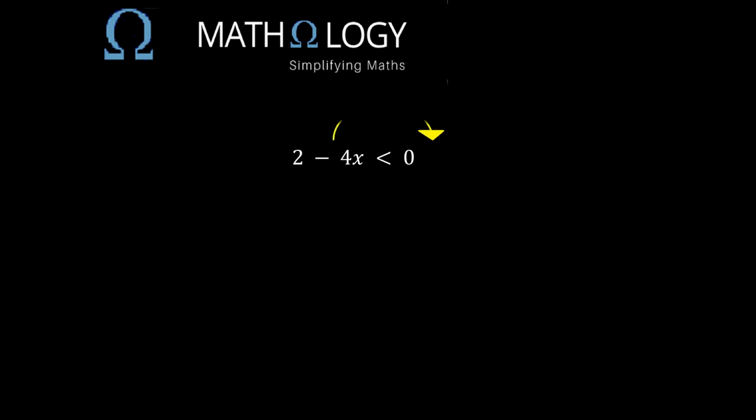Firstly, we can move minus 4x over to the right to get 2 is less than 4x. At this point, it is important to note that the inequality sign does not change when all we are doing is moving terms across. We only reverse the inequality sign whenever multiplying or dividing by a minus sign, which will be illustrated in a bit.